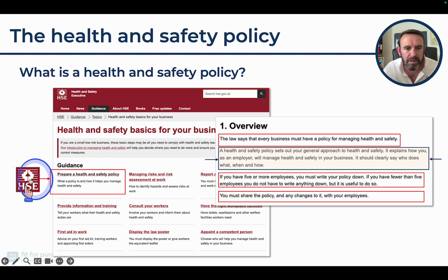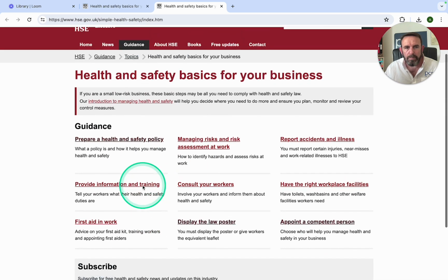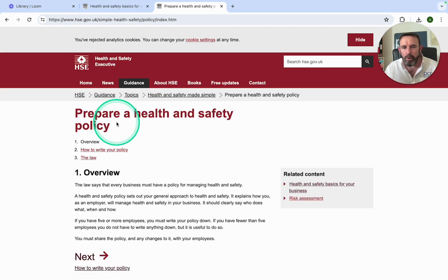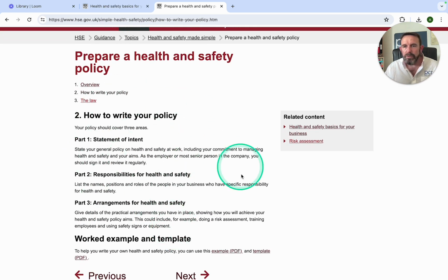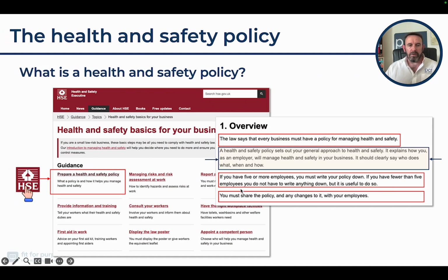So let's just take a quick look on the HSE website. So here is that area on the HSE website, fantastic website, prepare the health and safety policy. And it talks us through how to do that. And we will be going through the 3 areas, but it's a fantastic resource. So if you haven't used it, jump onto that website.